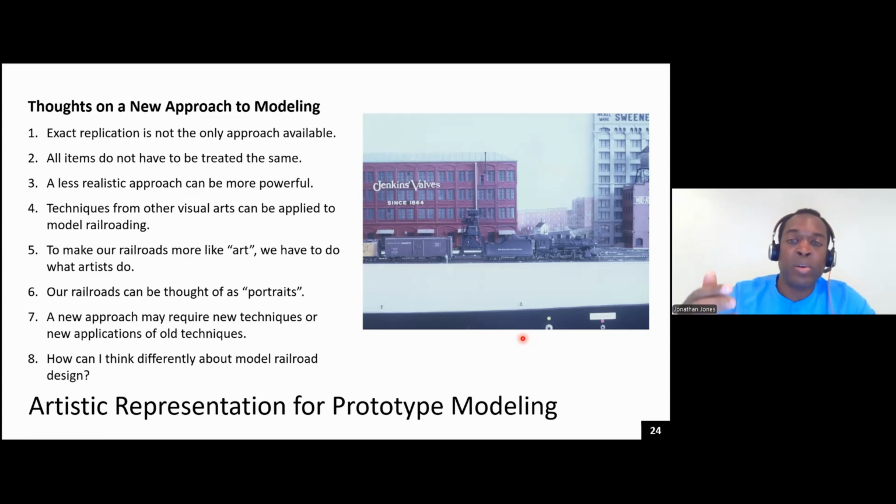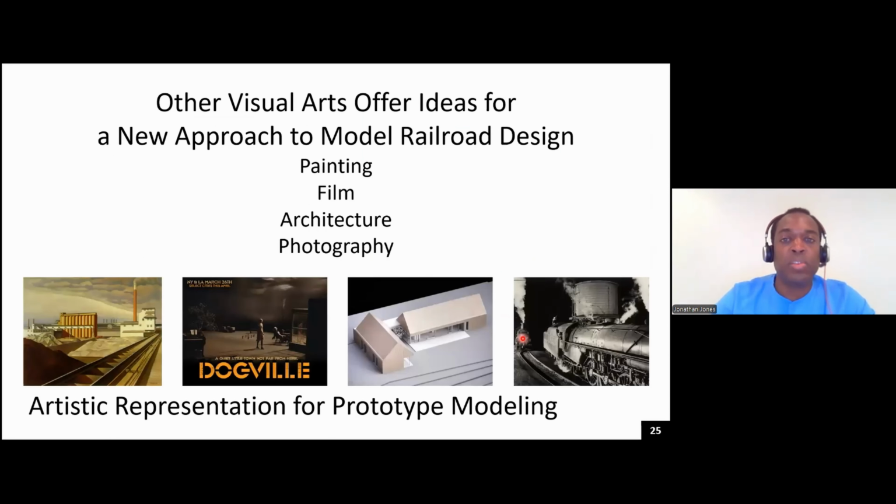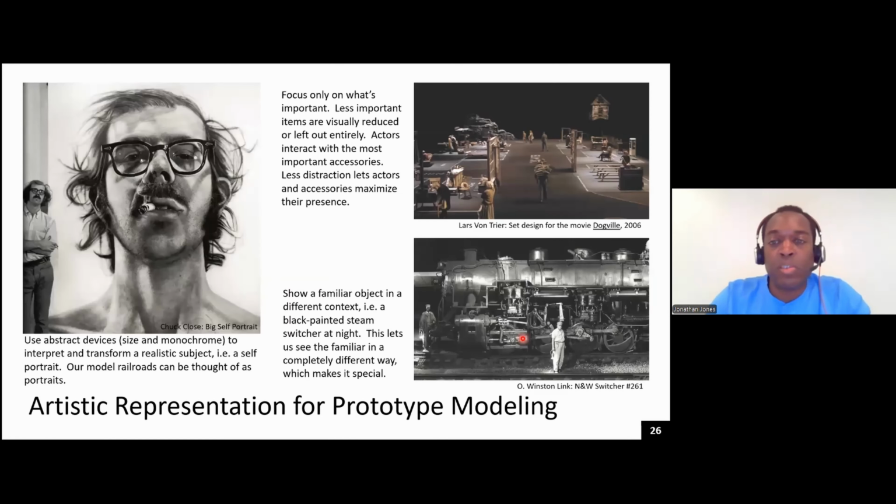And I thought, if I want to think differently about model railroading, maybe that's one way to approach it. How is this a portrait? How can I show the CNJ, or my model railroad, in a different way, by making it not realistic, or by deciding what I wanted to be realistic and what I wanted to not be realistic? So I started looking at other visual arts for ideas about how to do this, including painting, film, architecture, and photography. And here are some examples of ideas that I found.